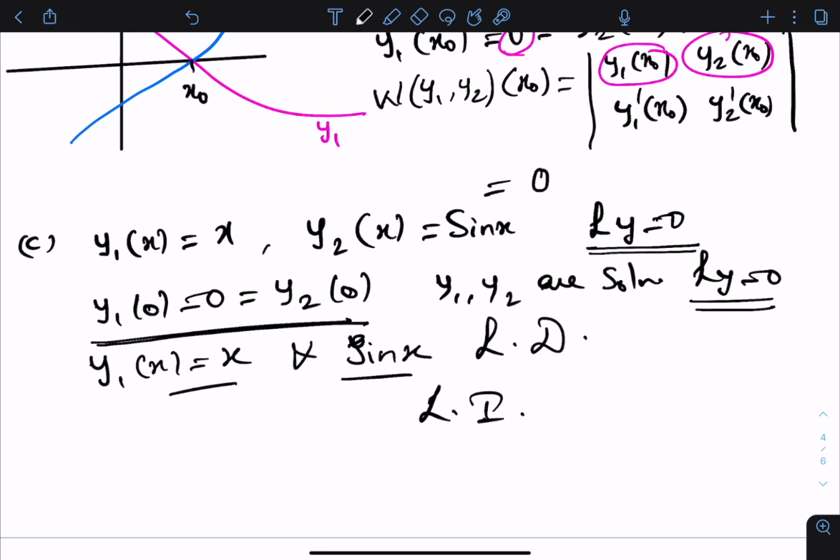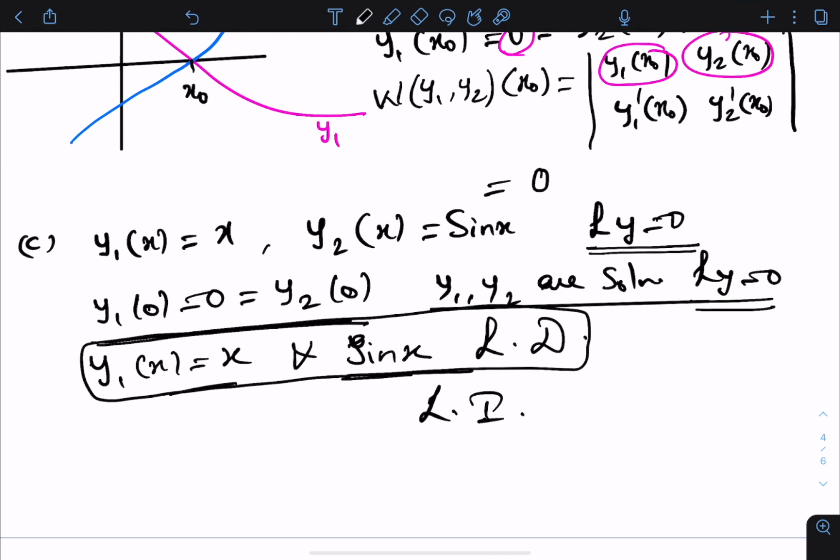We started with this assumption that suppose they are solutions, then this should happen, that they should be linearly dependent, but they are actually linearly independent. That means our assumption that they are solutions to this homogeneous problem is wrong. So this is called proof by contradiction, right?